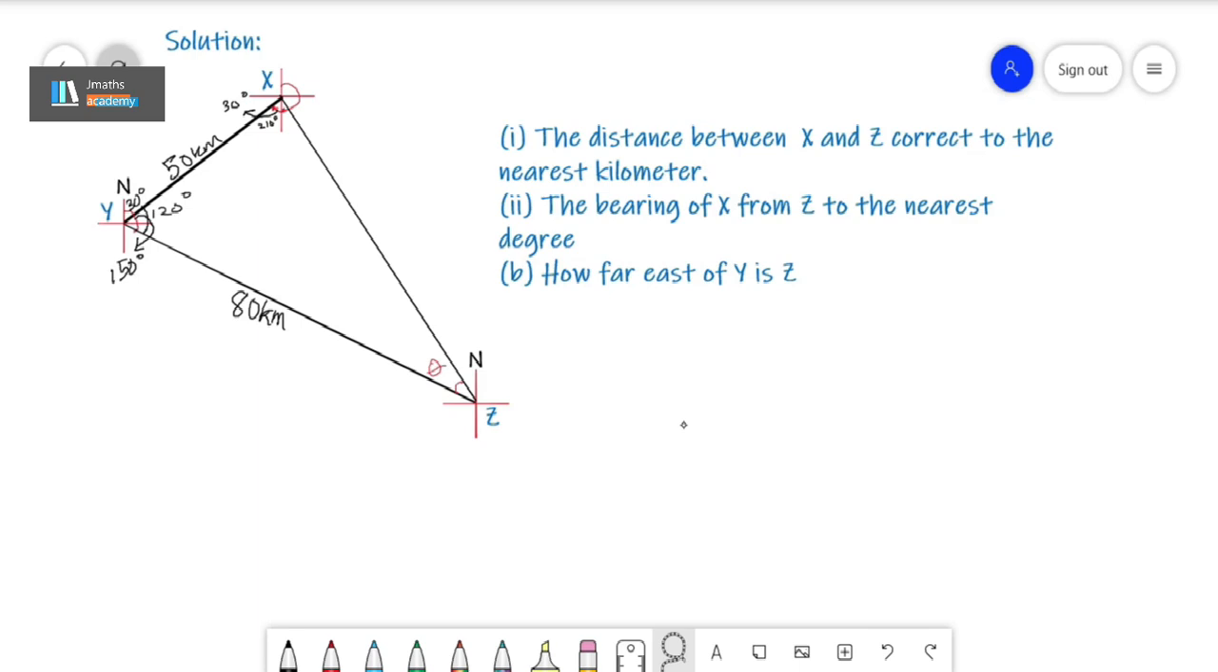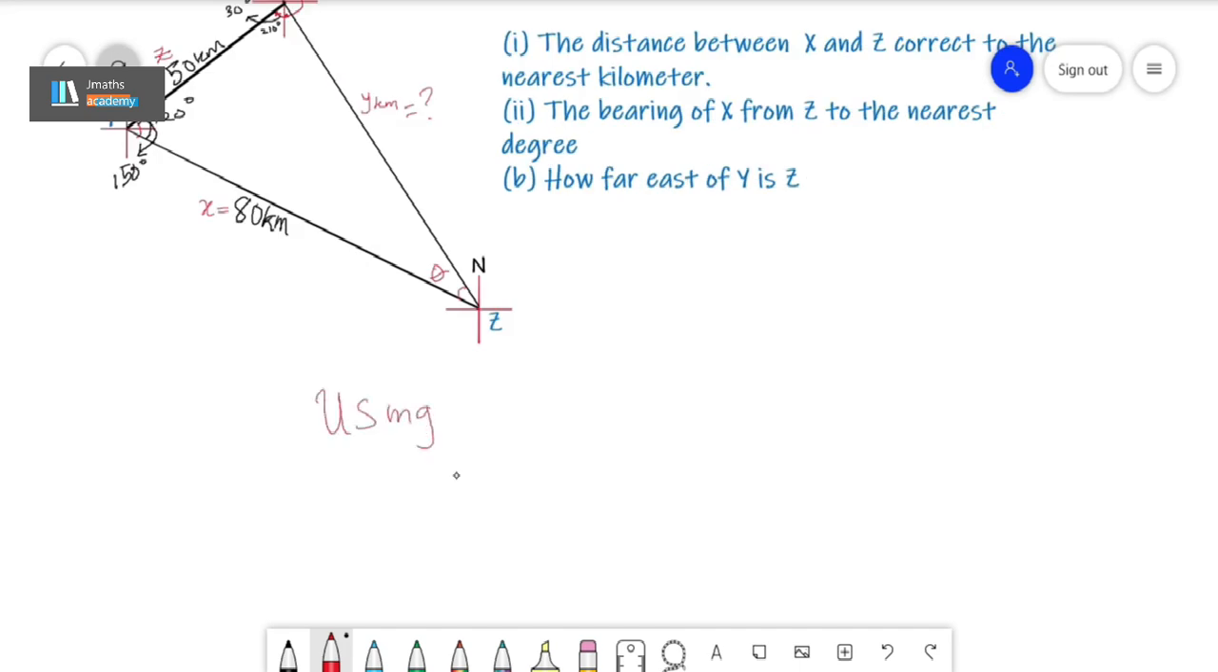Solution. Our first question says we have to find the distance between X and Z correct to the nearest kilometer. So here they're asking us to find the distance between X and Z. So we're looking for this distance. Let's call this small y kilometer. We know here our small z to be 50 kilometers, and we know here our small x to be 80 kilometers. But here we don't know the distance, and that's what we're looking for now.